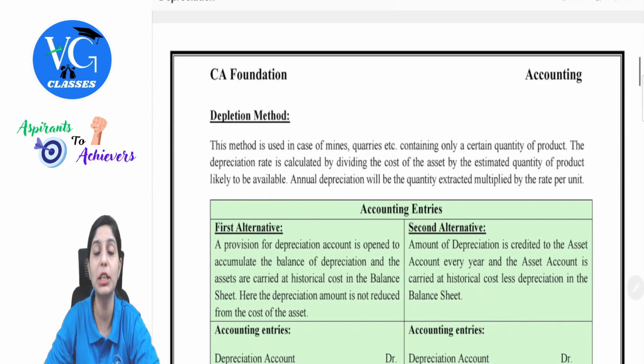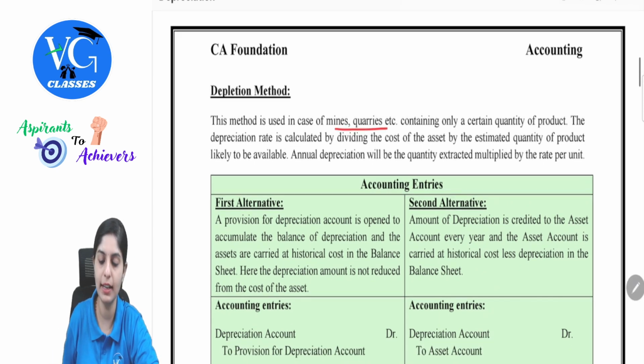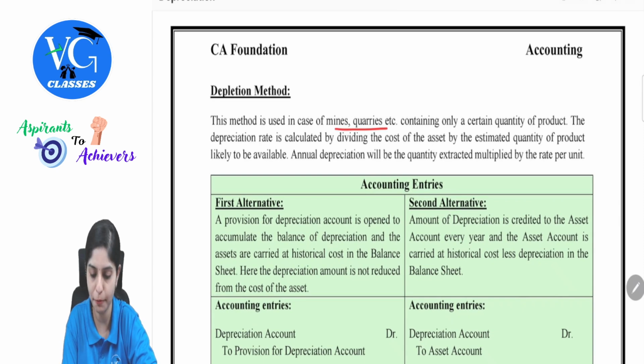The last method is the depletion method. This is the most common method we use when the asset is based on natural resources. What could be the example? Quarries, mines, wherein we can take natural resources and extract them, which becomes our asset category. So this method is used in case of mines, quarries, etc. containing only a certain quantity of product.